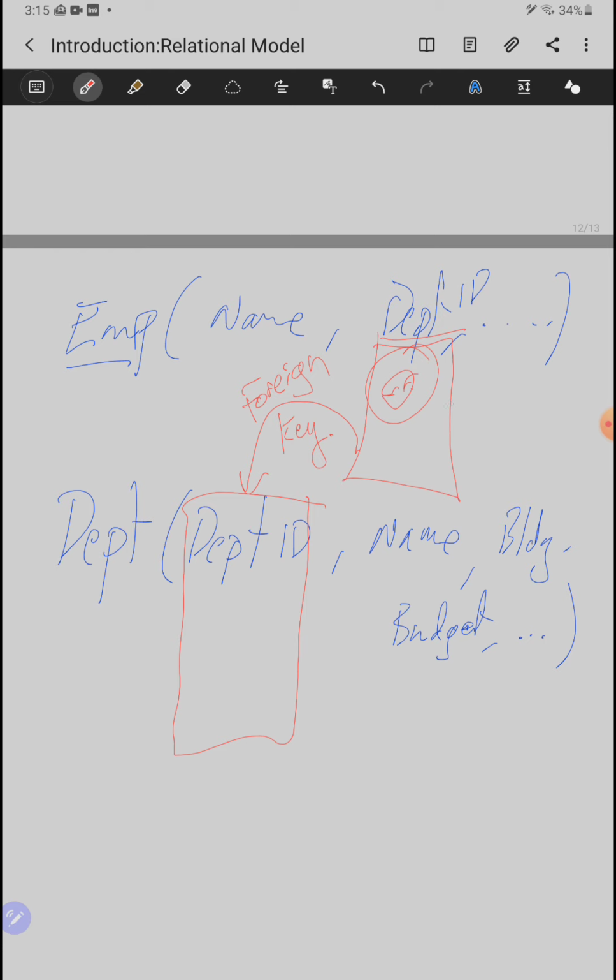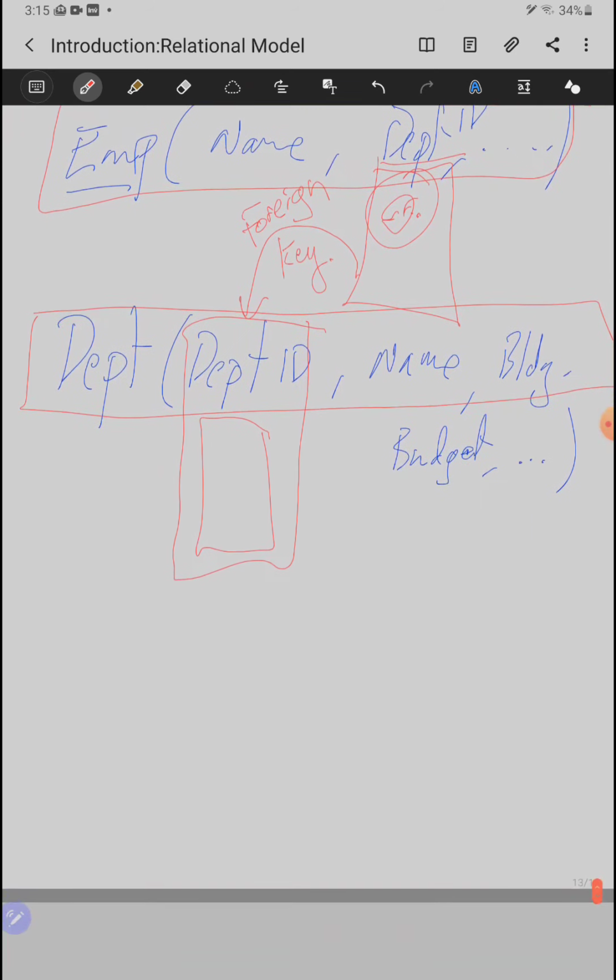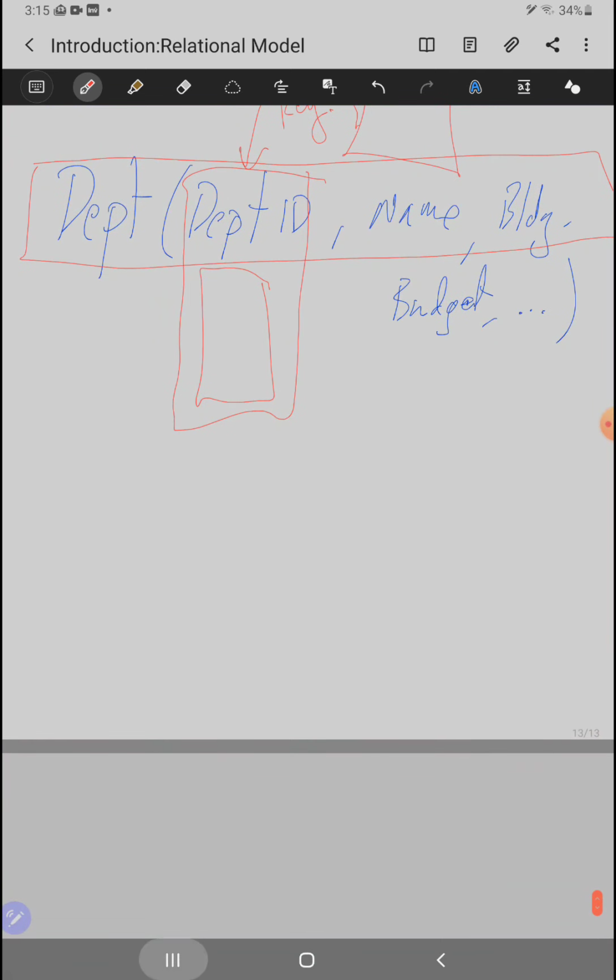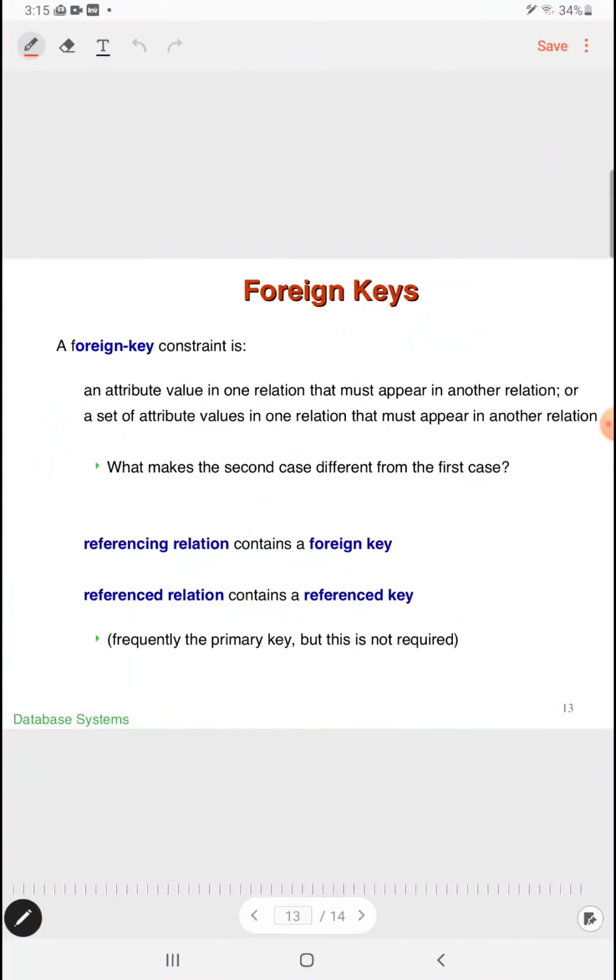Okay. This is the referencing relation, and this is the referenced relation. So, for a department ID to be valid here, it has to exist in this table. That's the simplest form of foreign key.